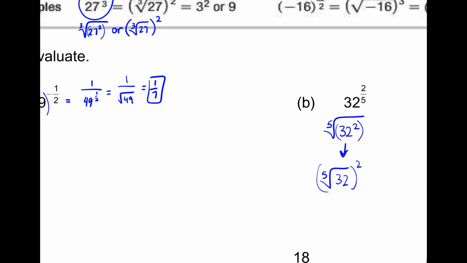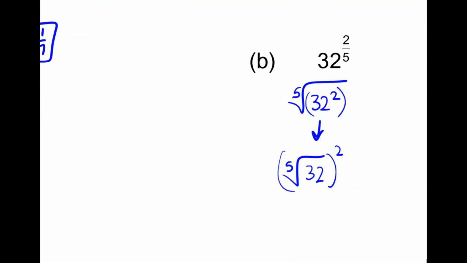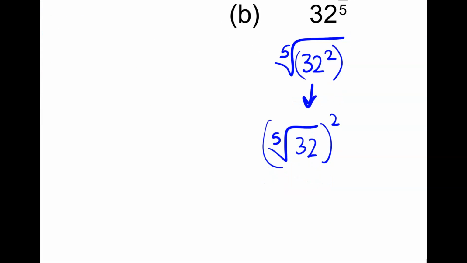Are you trying to square 32 first and then take the 5th root, or do you take the 5th root and then square? Since it's both, it is equal in the order of operations. Taking the 5th root or squaring 32, they're at the same level. They're both exponents. That's why it doesn't matter which way you do it first, because you get the same answer.